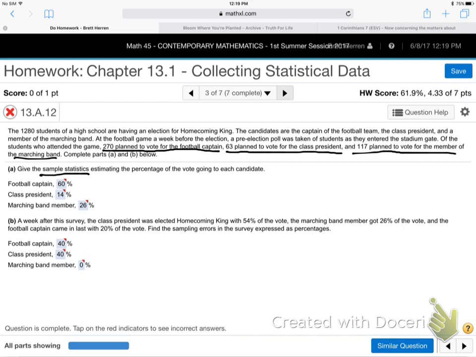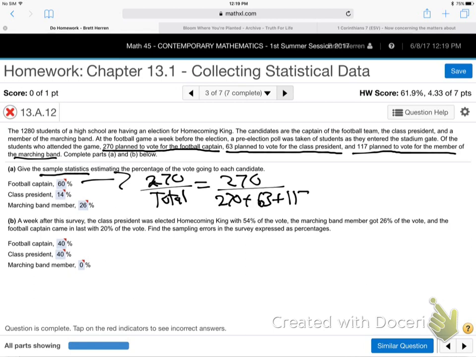All right, here we go. So what percentage voted for the football captain? I don't know. 270 over whatever the total is, right? Out of all the voters, over the total. It's always over the total who voted. So the total would be 270 plus 63 plus 117, which I didn't bring my calculator for. Somebody have those numbers?